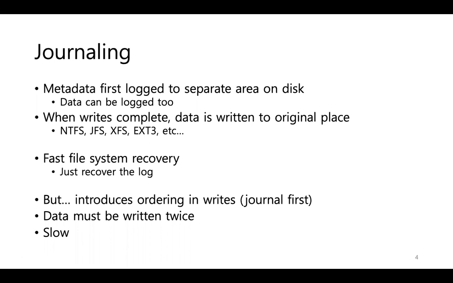And what's good about journaling is that it's very fast to recover the file system because we just need to read the log and see if anything in the log is broken. But the issue with journaling is that we need to order the journal writes of metadata. So while some metadata is being written first in order, we have to wait before we start the next write. And also data must be written twice, to the journal and then to the other area on disk, which is quite slow.